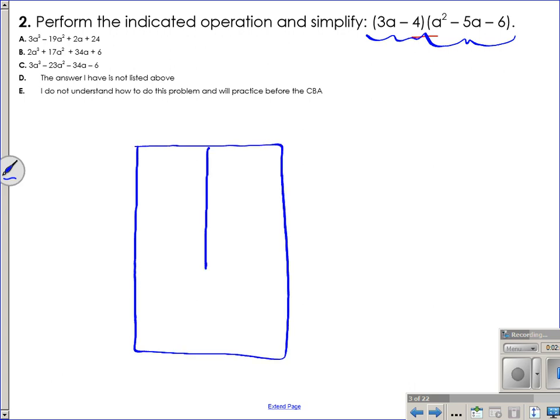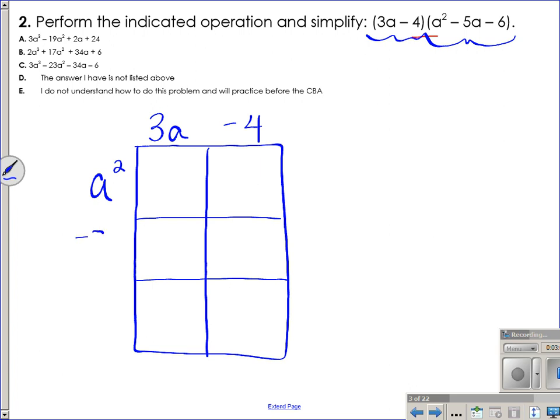And don't be afraid to make it big so that you don't have to cram everything into a tiny little box, because then it's easier to make mistakes. So we have 3a minus 4, and we have a squared minus 5a times minus 6. And what we're going to do now is multiply to get the stuff in each box.